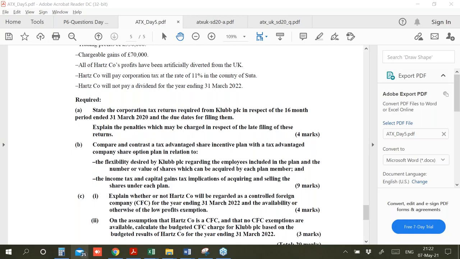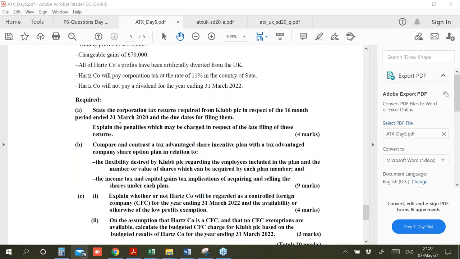On the assumption that Hardsco is a CFC and that no CFC exemptions are available, the budgeted CFC charge for Club PLC, based on the budget results for the year ending 31st March 2020, needs to be calculated.